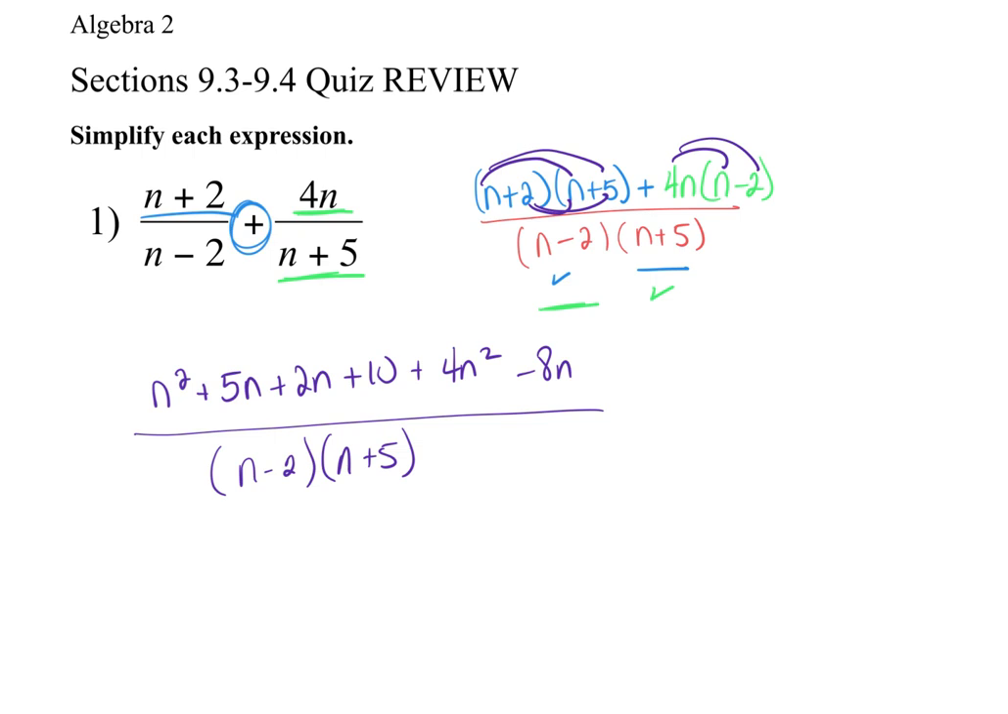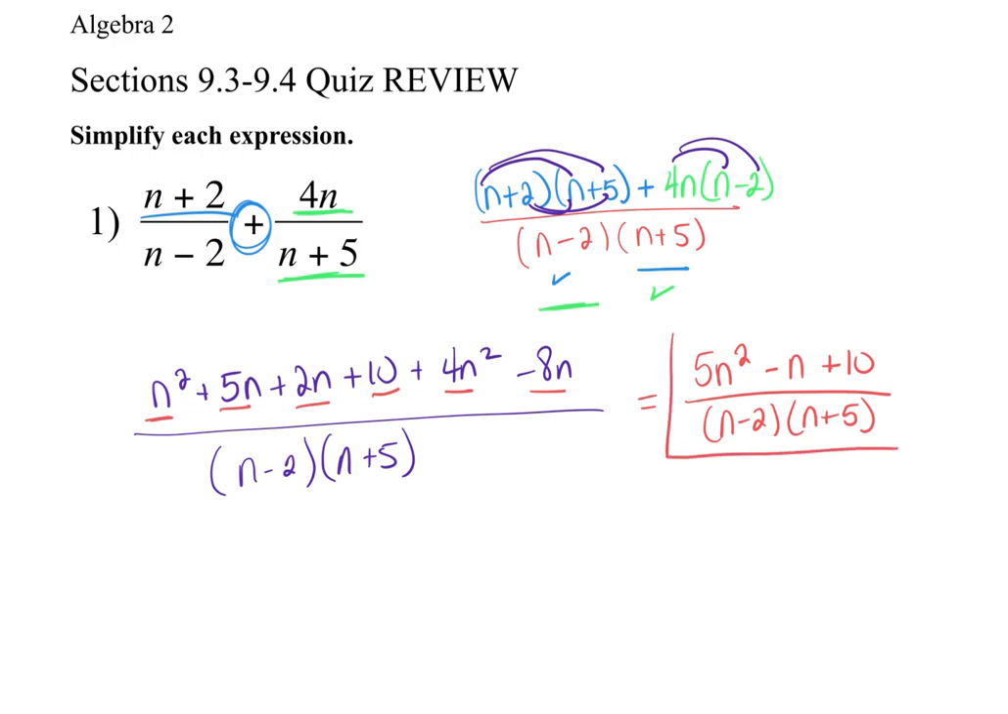My numerator, I'm going to combine like terms. I have n squared and 4n squared. That is 5n squared. I have 5 plus 2 plus negative 8. That's negative 1n. And then I have a plus 10. On the bottom, I have the n minus 2 and the n plus 5. If I could factor that top piece, I would do that just to see if anything cancels, but nothing actually reduces here. So this is my answer. This is where I'm going to leave this one.